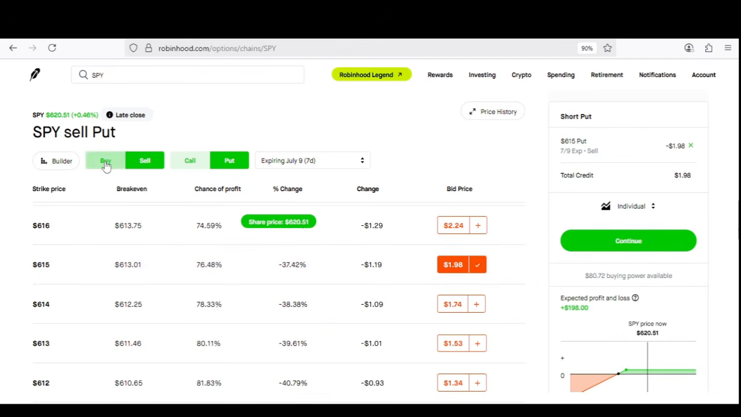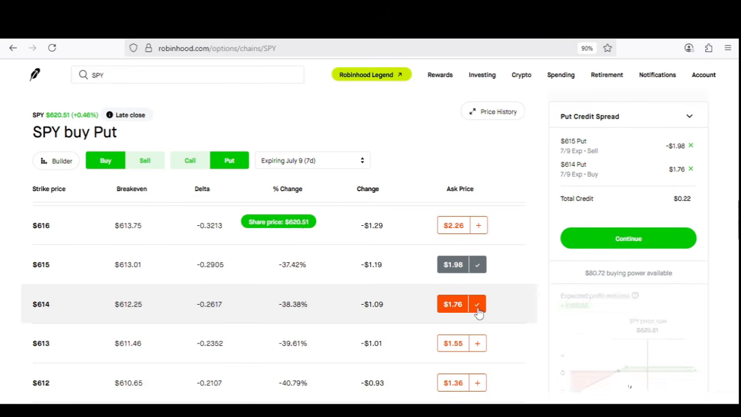Now we're going to change the parameters at the top. We're now going to go to buy. We're going to maintain put and we're going to maintain the exact same strike date. Now we're going to choose the strike price right below. So that's going to give us the 614 strike price. Let's go ahead and select that one.